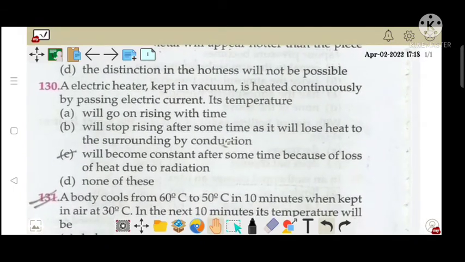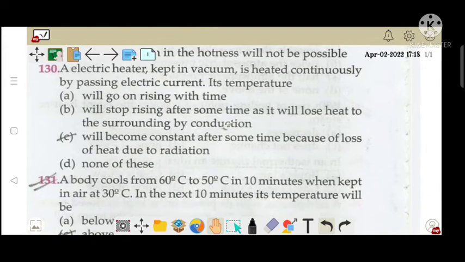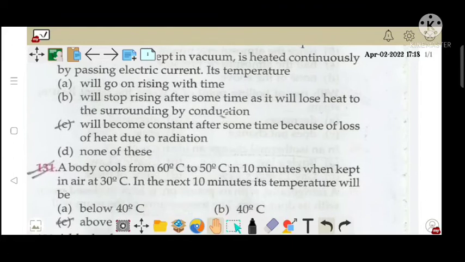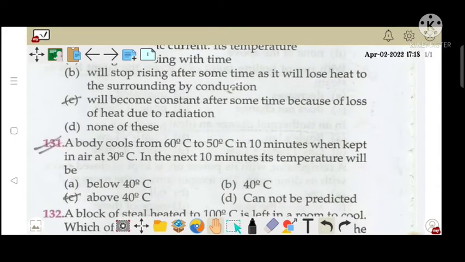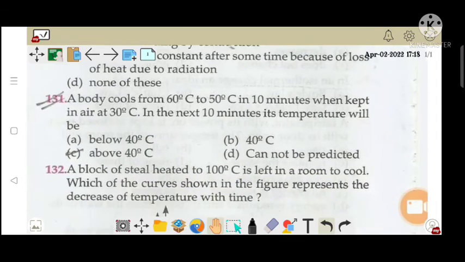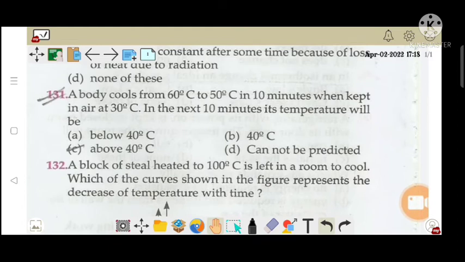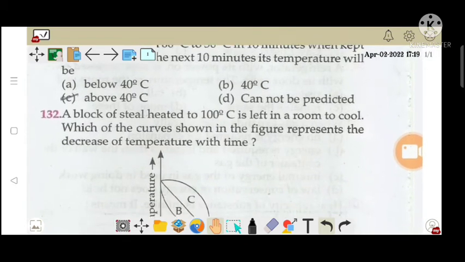An electric heater is kept in a vacuum and heated by the passing of electric current. Its temperature will become constant after some time because of loss of heat due to radiation. A body is cooling from 60 degrees Celsius to 50 degrees Celsius in 10 minutes when kept in air at 30 degrees Celsius. In the next 10 minutes its temperature will be above 40 degrees Celsius.